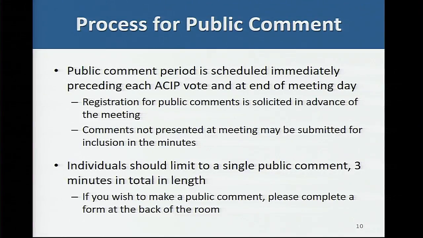We'll complete those and log you in for public comments. Ms. Stephanie Thomas will record your name and provide information on the process. People who make public comments should provide 3 pieces of information: your name, organization if applicable, and any conflicts of interest. Registration for public comment was also solicited in advance of this meeting through the Federal Register. Given time constraints, each individual is asked to limit their total comments to under 3 minutes. Comments not presented at this meeting may be submitted in writing for inclusion in the meeting minutes. Next slide.